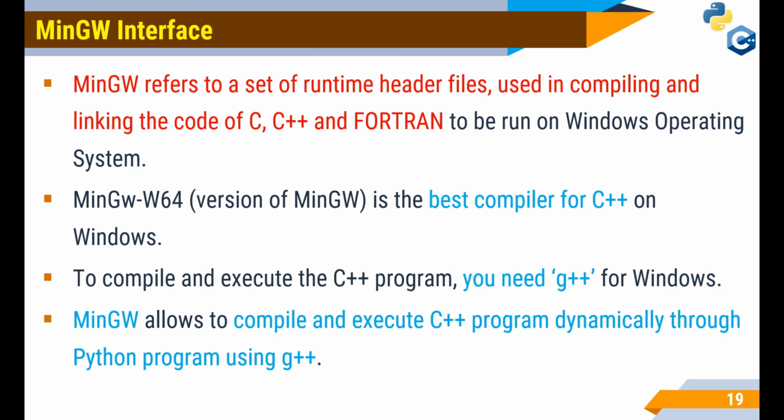MinGW refers to a set of runtime header files used in compiling and linking the code of C, C++ and Fortran to be run on the Windows operating system. MinGW-w64, a version of MinGW, is the best compiler for C++ on Windows. To compile and execute a C++ program, you need g++ for Windows. MinGW allows you to compile and execute a C++ program dynamically through Python programming using g++.